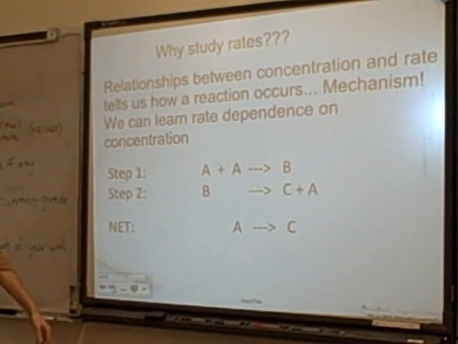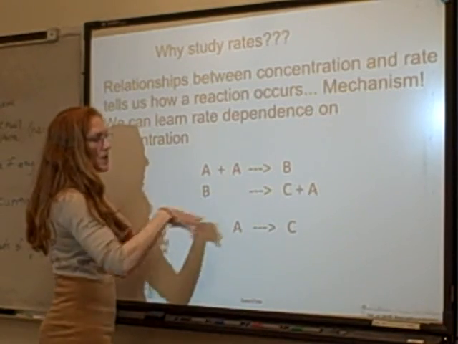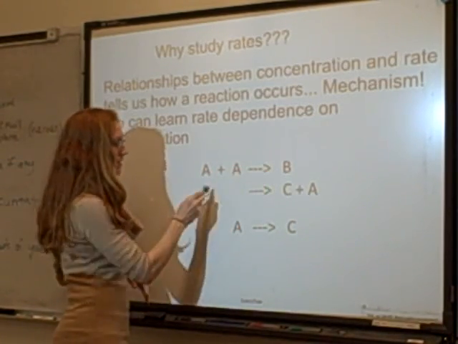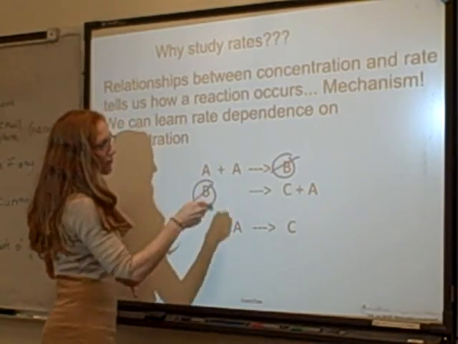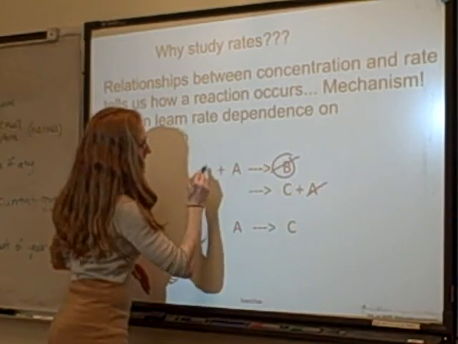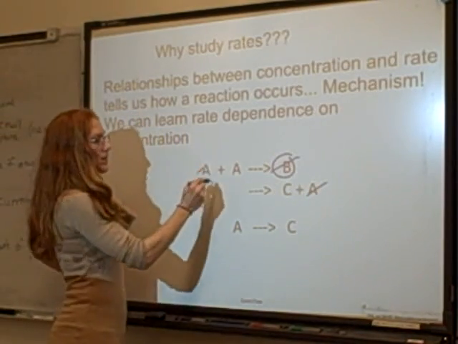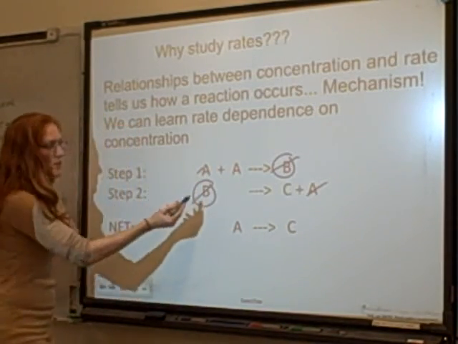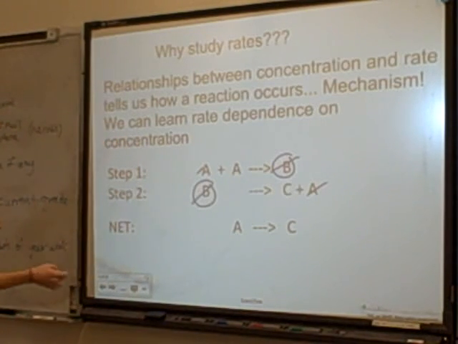Okay. So what you're always trying to figure out is what's the first step, what's the second step. Overall, we can see that two A's reacted to make a B. That B then turned into C plus A. So overall, our reaction, and this A cancels out, was just A goes to C. So the mechanism is the steps that tell you the overall reaction, and we're trying to figure out what the mechanism is going to be. We figure out mechanisms by studying the rate.